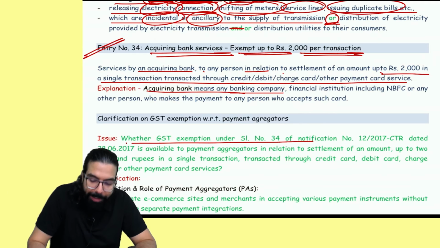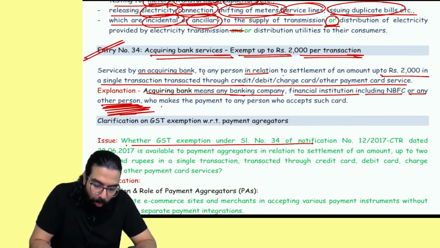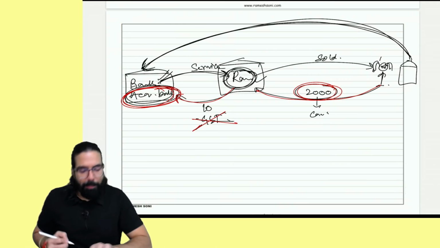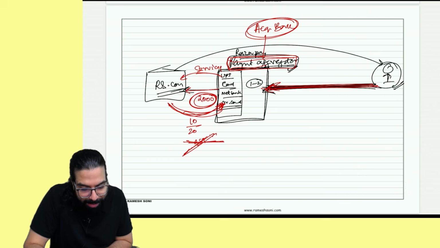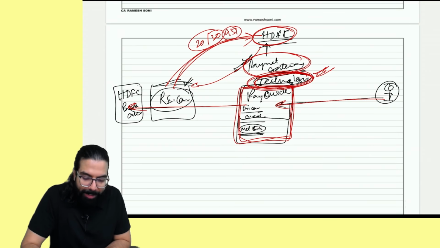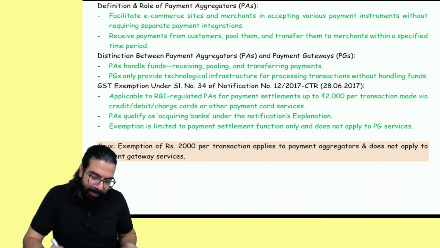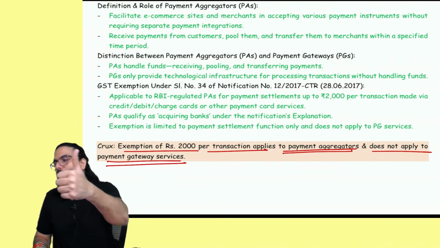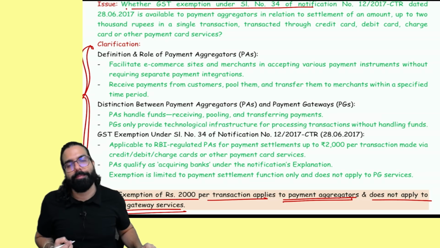Acquiring bank means any banking company, financial institution, NBFC, or any other person who makes the payment to any person who accepts a credit card or debit card. Basically, this is the acquiring bank, and in the acquiring bank definition, this "any other person" means payment aggregators are also covered, but not payment gateways. I hope this point is clear to all of you, and that is what I have covered over here. Yes, sir. The exemption of 2000 per transaction applies to payment aggregators and does not apply to payment gateway service. Is the point clear to all of you? Yes, sir. Clear. The same thing that I have explained, I have written over here.